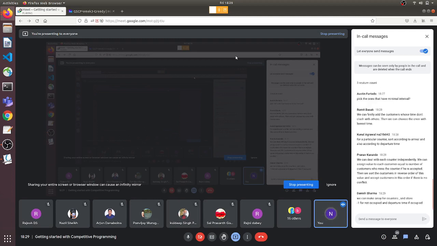According to arrival and then according to departure time. We can deal with each counter independently. We can assign a value to each customer equal to the number of customers who missed the counter if we accept it. Then we sort the customers in reverse order of this value and accept customers in order if there is no conflict. Array of counters, store -1 for not occupied, departure time if occupied.